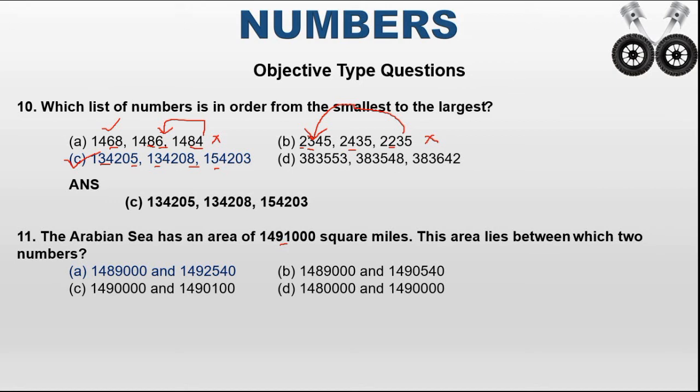Then 14,92,000. So it is 92,000 and here 91,000. That means it lies between 14,89,000 and 14,92,000. So option A is correct.